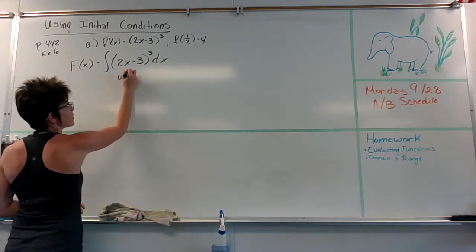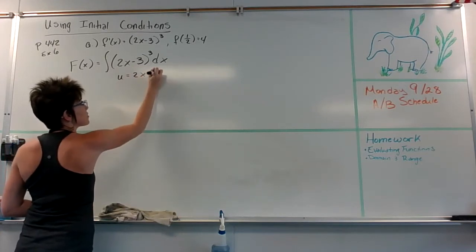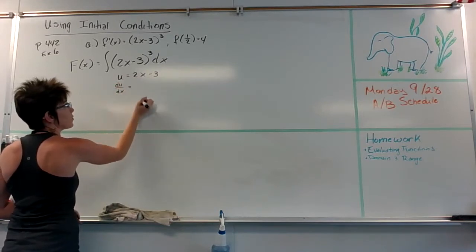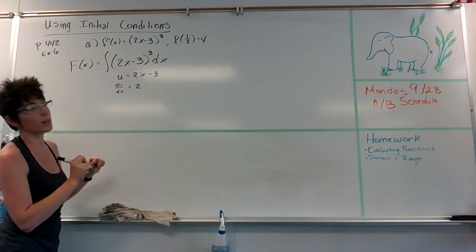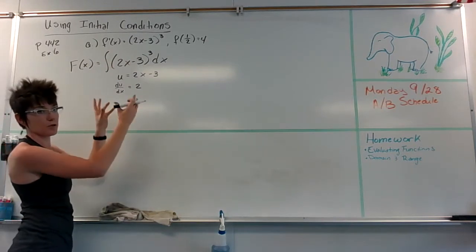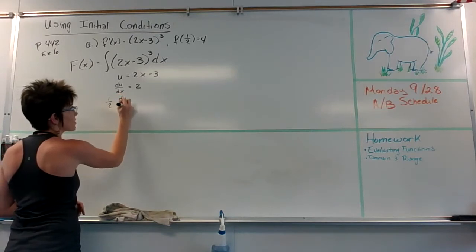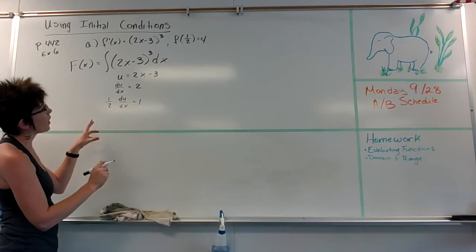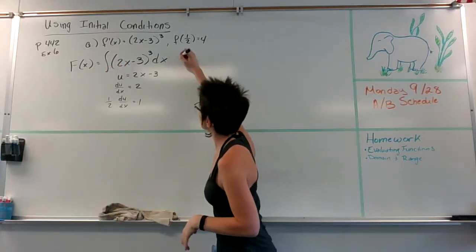Notice here that I do have an inner function. So if I want to use my u-sub technique, it's going to look something like 2x minus 3 is equal to u, and then du/dx is equal to 2. But I don't have a 2 in my function that I can directly substitute in for, so I'm going to pull that 1/2 over here: du/dx is equal to 1. Okay, so now let's start substituting these pieces in so I can take an antiderivative.